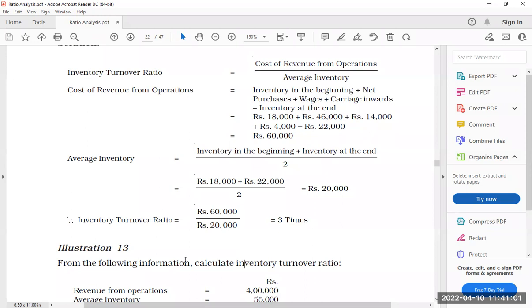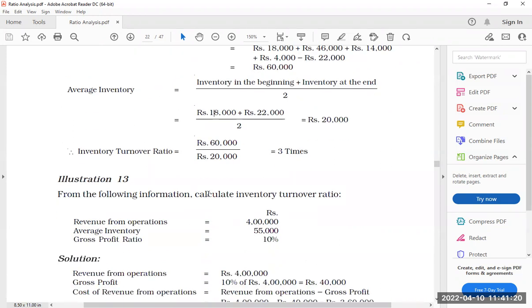Next. So what is the standard here? What's the deciding rule? How do I interpret this number? The higher the inventory turnover ratio, the better the efficiency of the organization. This is going to vary from organization to organization. For example, in manufacturing industries the lead time is more.